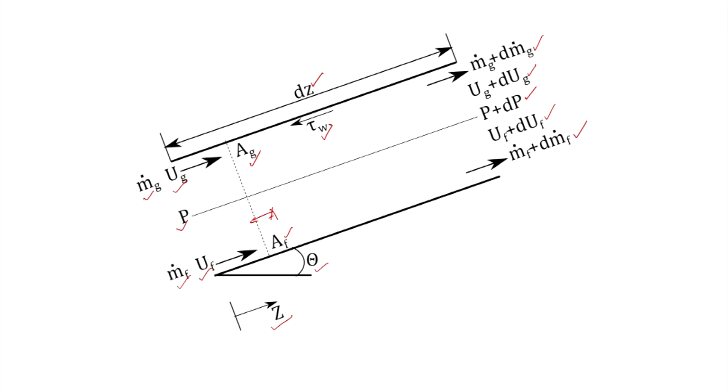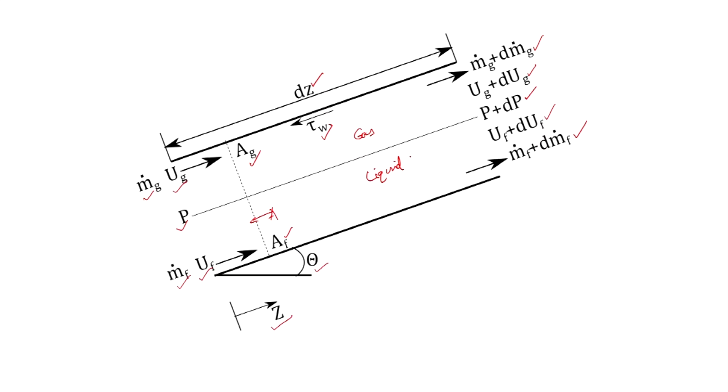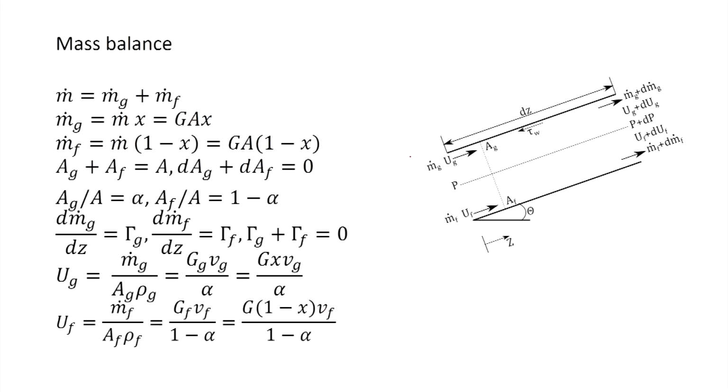Also, I should mention that here the two phases are shown separately. Gas phase is here, liquid phase is here, but this does not mean that this model is only for stratified flow. It is applicable for other types of flow patterns also, like annular flow. This model is better for the flow patterns in which the phases are separated, but it need not necessarily be stratified flow. So, this is just a representation, a schematic diagram.